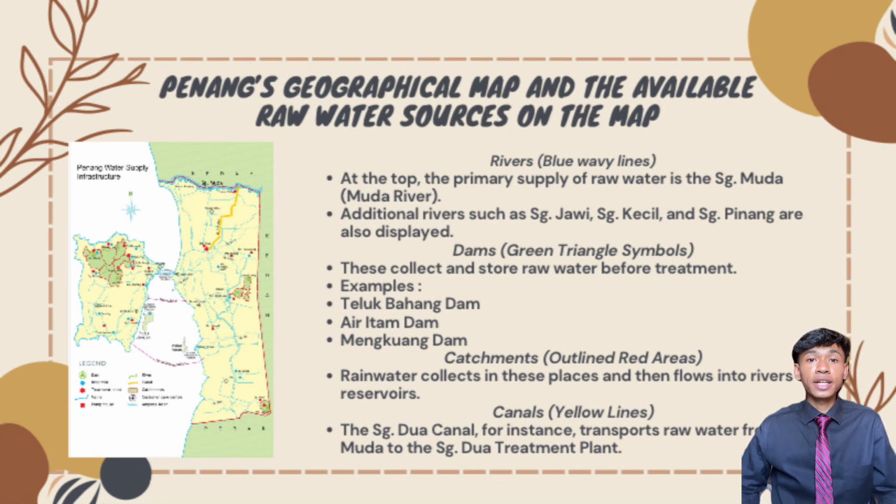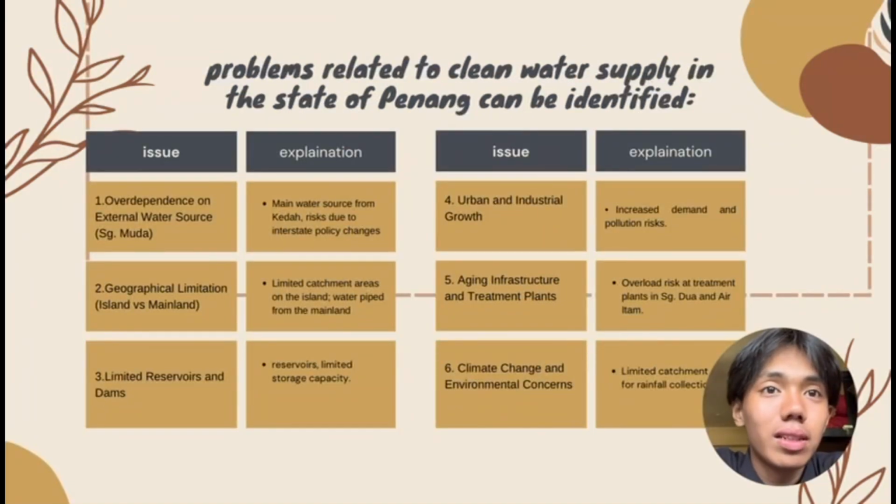Dams are the green triangle symbols. These collect and store raw water before treatment. Examples are Teluk Bahang Dam, Air Hitam Dam and Mengkuang Dam. Catchments are the outlined rain areas. Rainwater collects in these places and then flows into rivers or reservoirs. Canals are the yellow lines. The Sungai Dua Canal, for instance, transports raw water from Sungai Muda to the Sungai Dua treatment plant.